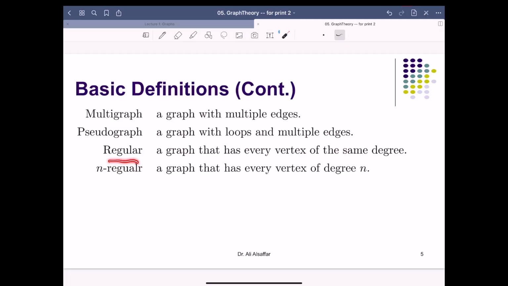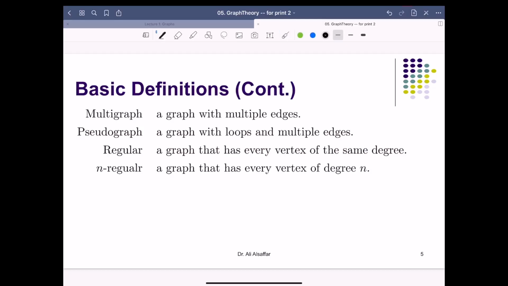Now regular graph. A regular graph is a graph in which every vertex has the same degree. Now the word degree here is a concept, and in fact the degree is the number of incident edges. Later we will define what a degree is.